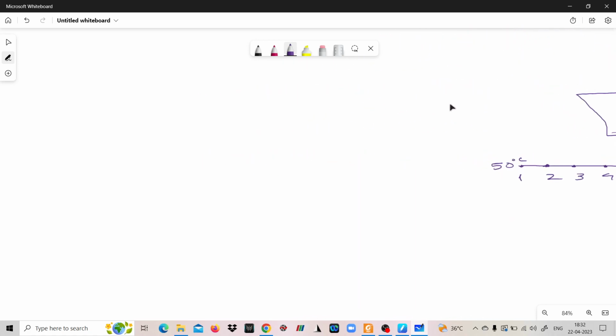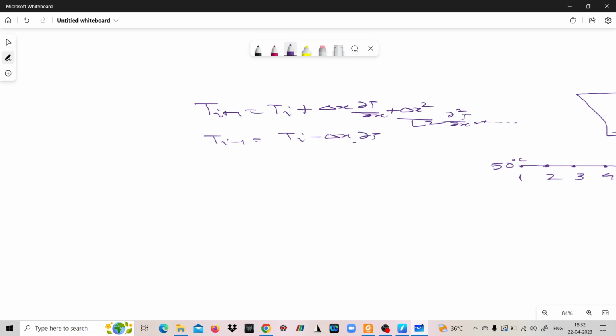In order to formulate central differencing, see, T_{i+1} = T_i + Δx ∂T/∂x + (Δx²/2!) ∂²T/∂x². Okay. Similarly, T_{i-1} = T_i − Δx ∂T/∂x + (Δx²/2!) ∂²T/∂x² minus, like this.